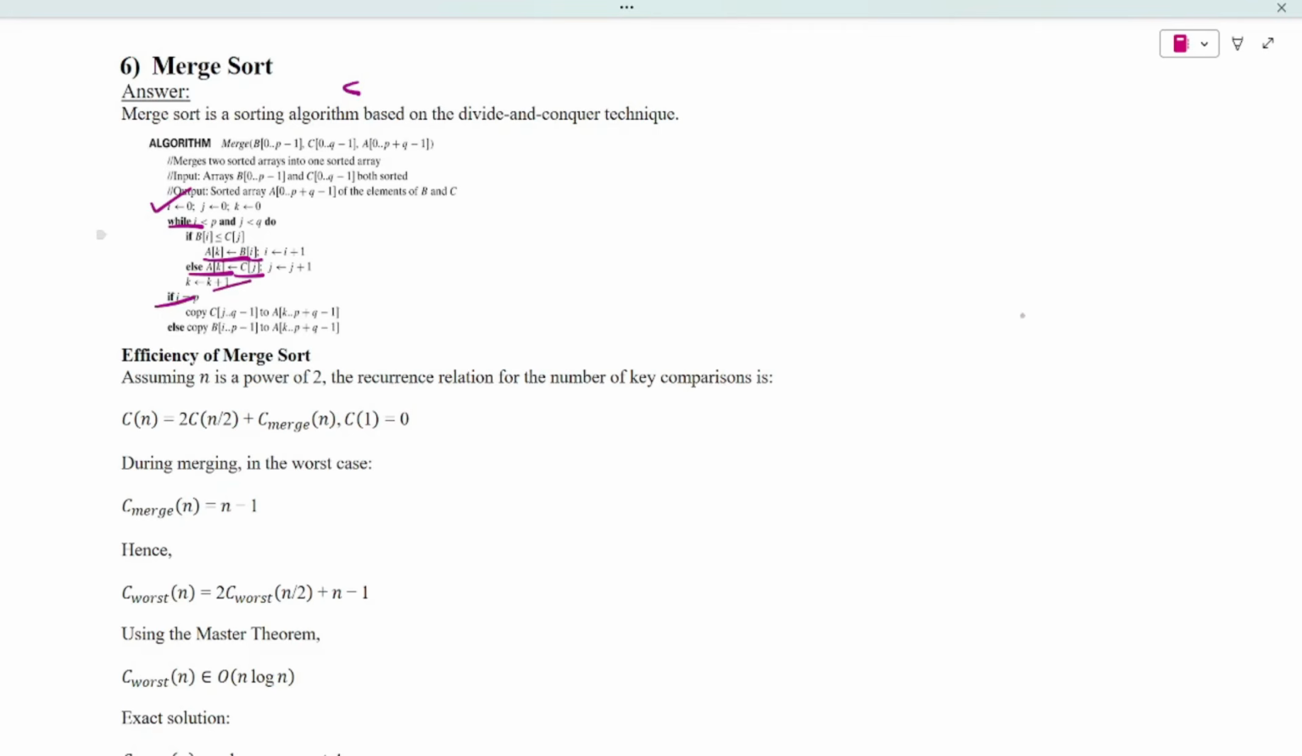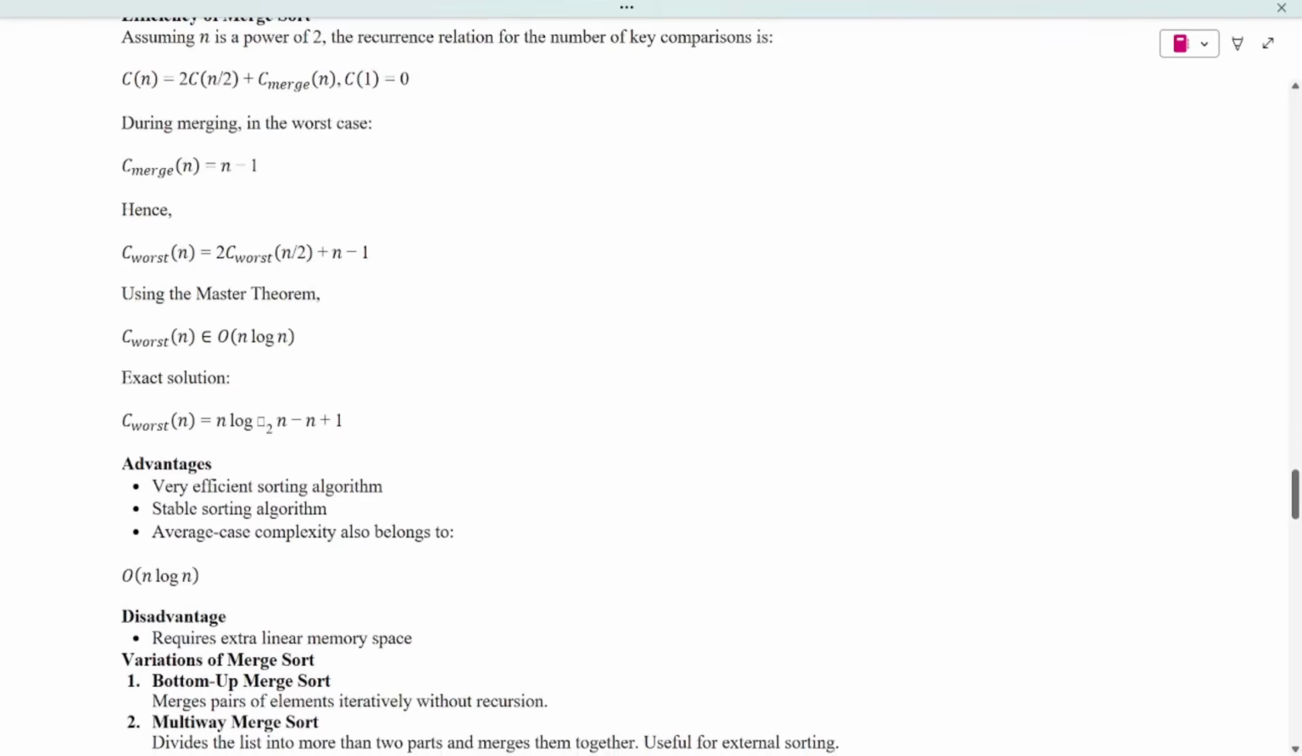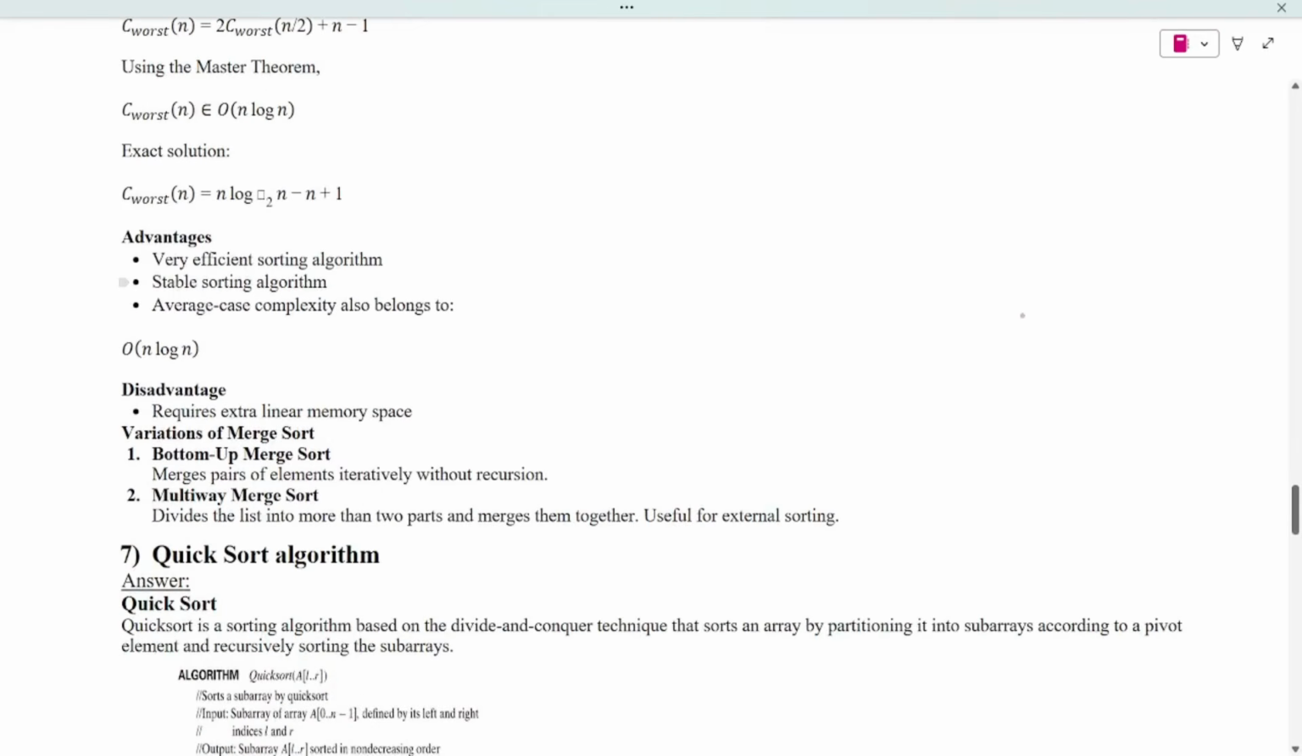Next, when I is equal to P, you will copy the elements which are present. Okay, next you can see this also. What are the advantages? It is very efficient, stable sort, and the average case also belongs to O of n log n. Disadvantages: extra linear memory space is needed. That is how this merge sort works.